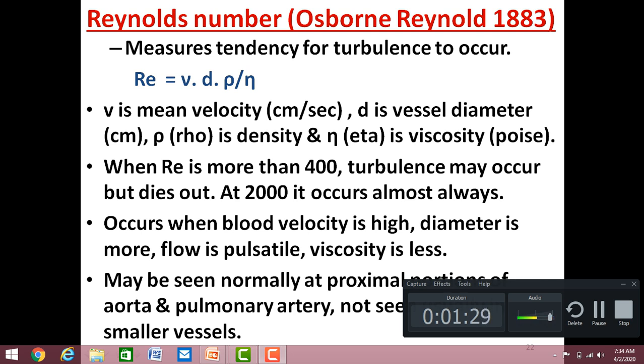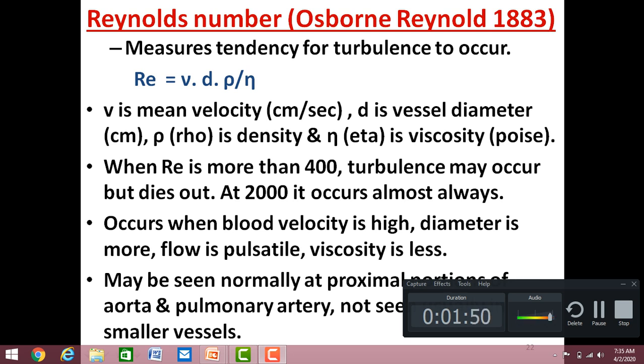That means Reynolds number is directly proportional to the mean velocity by which the blood is moving and the diameter of the vessels, and then it is directly proportional to the density, whereas it is inversely proportional to the viscosity of blood.